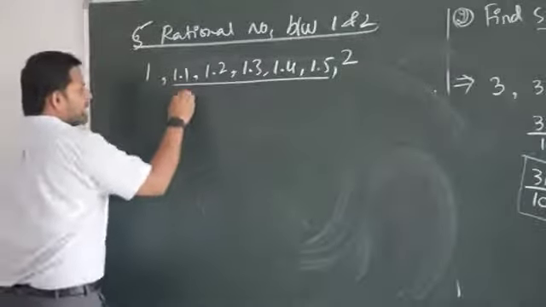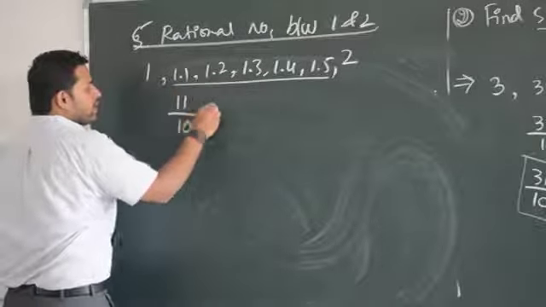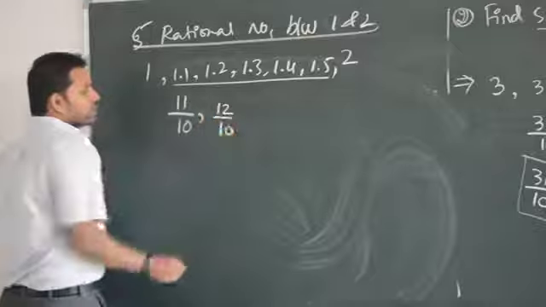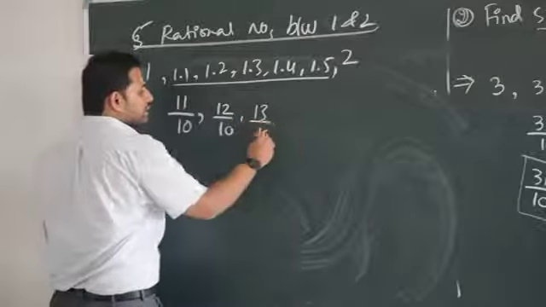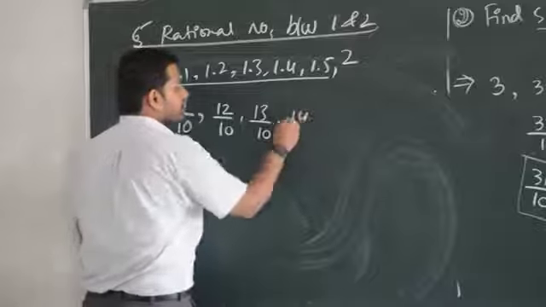So this 1.1 can be written as 11 over 10. Then 1.2 can be written as 12 over 10, 12 divided by 10. 1.3 can be written as 13 divided by 10. 1.4 can be written as 14 by 10.